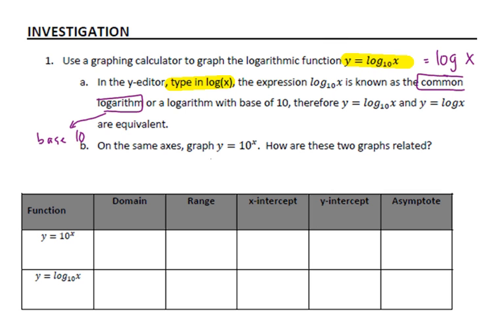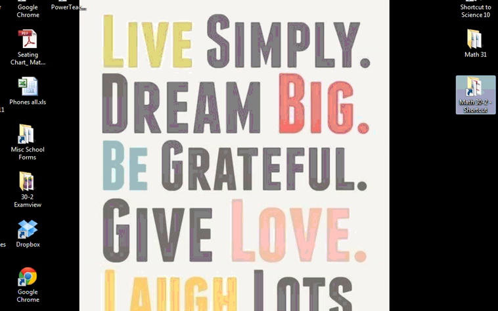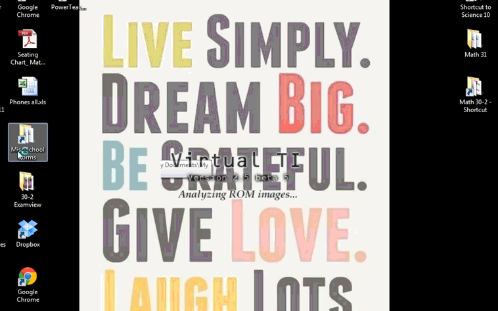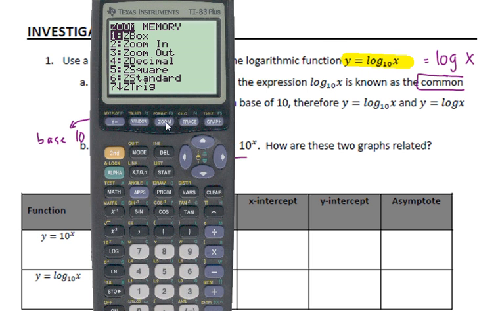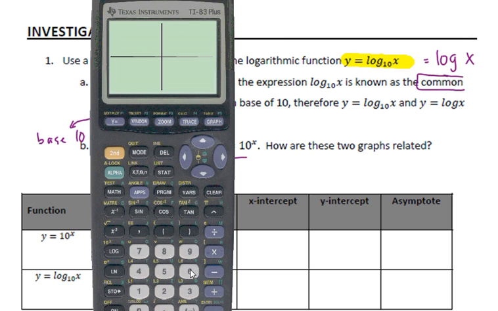On the same axis, graph y equals 10 to the power of x. So grab your graphing calculators. Let's do this together. It won't take that long, trust me. Make sure to zoom 6 when you graph. So first, log x. That's automatically base 10, log 10 of x. The log button is right by the 7. And then the next one, I want you to graph 10 to the power of x. Notice my base there is 10.